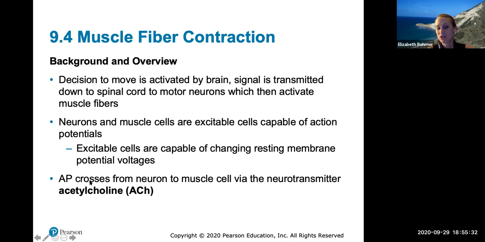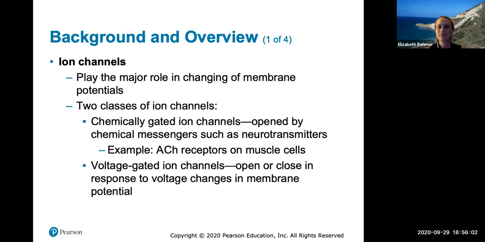And the action potential will cross from a neuron to the muscle cell that it's innervating via a neurotransmitter. If you think about it, your nervous system is made up of nerves, and your muscle system is made up of muscles. What's the connection between the two? Acetylcholine is the connection. This neurotransmitter, acetylcholine, often abbreviated ACh, will pass over a space from a nerve to the muscle fiber to cause that electrical stimulus to continue on to the skeletal muscle.